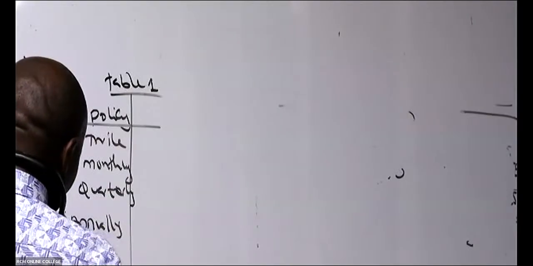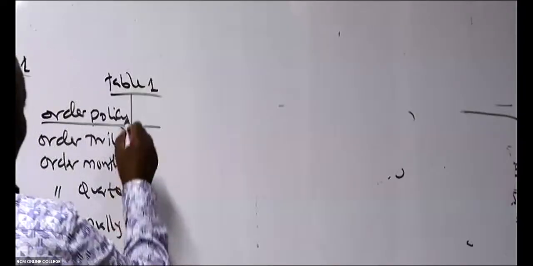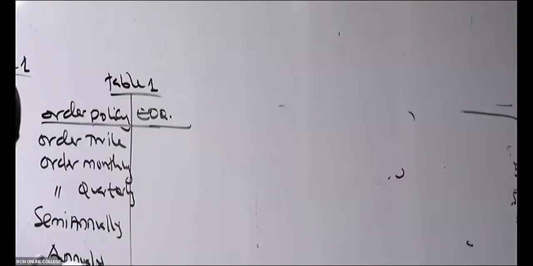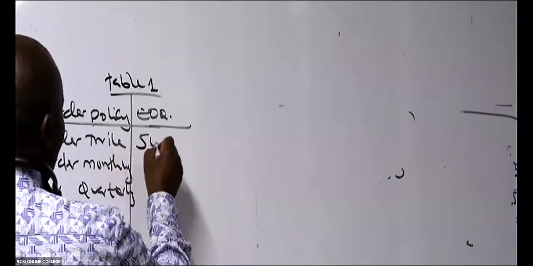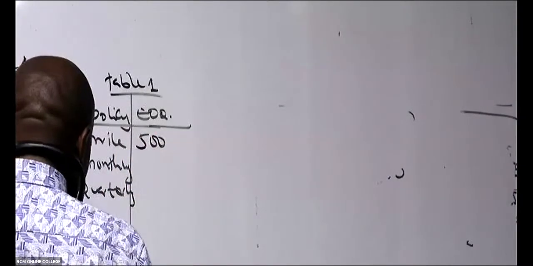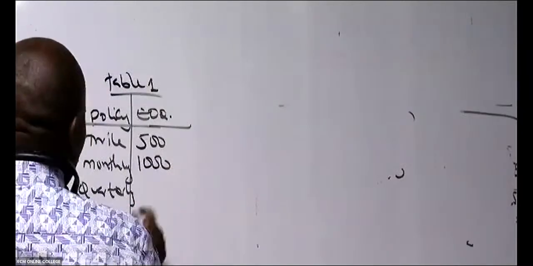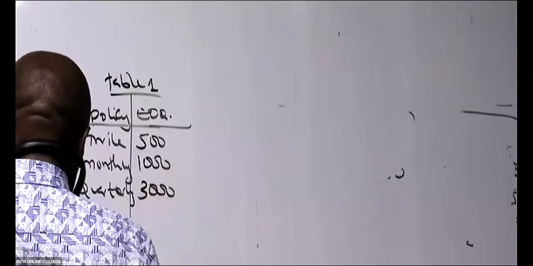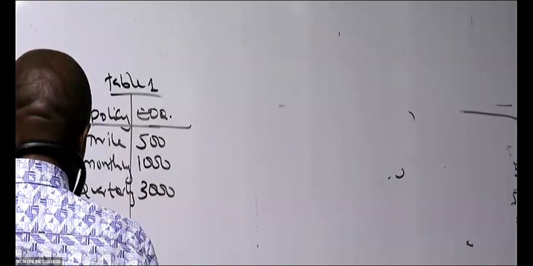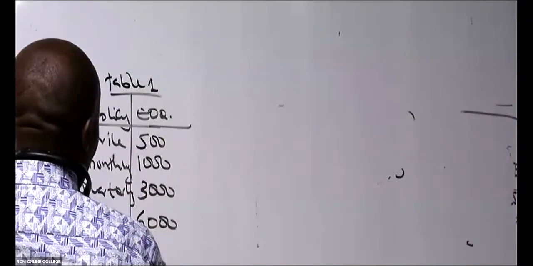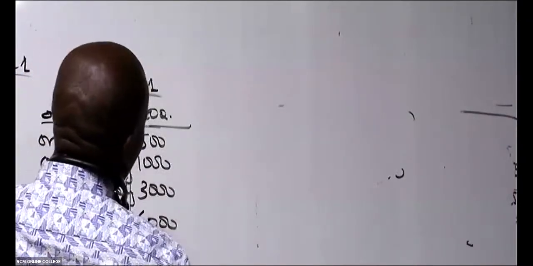So they've given us units of product X ordered. So that will be our EOQs. So if we order twice, we can see the EOQ there is 500, the quantity, 1,000, 3,000, 6,000. Then we have 12,000.